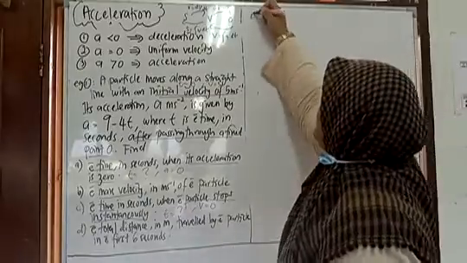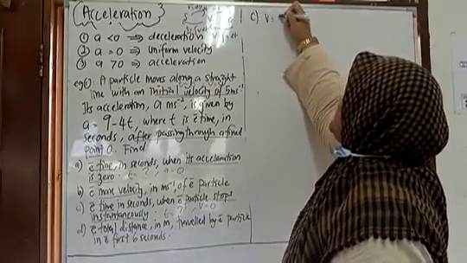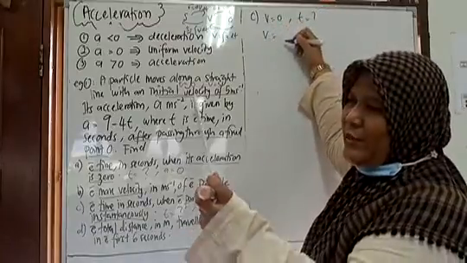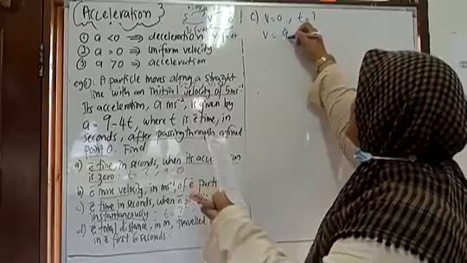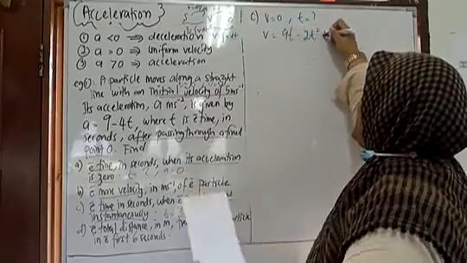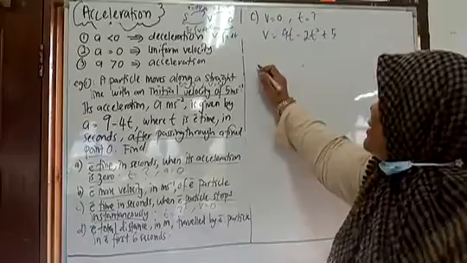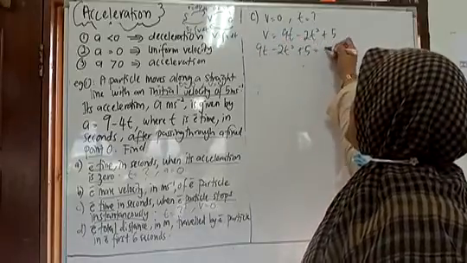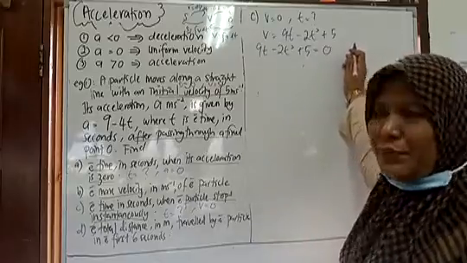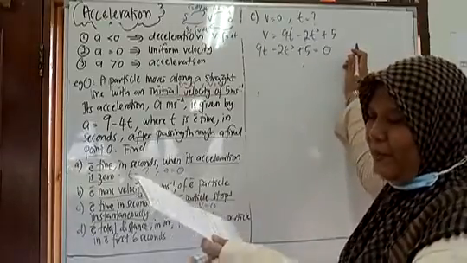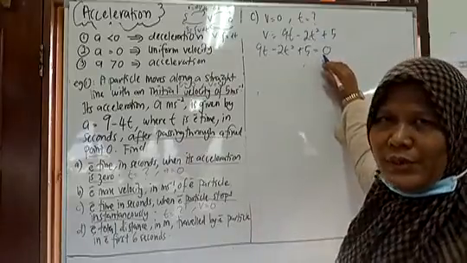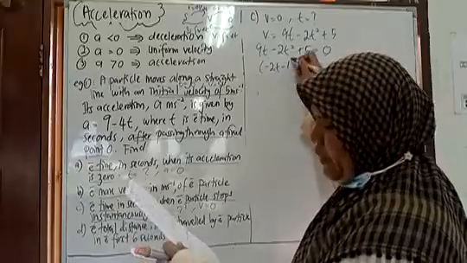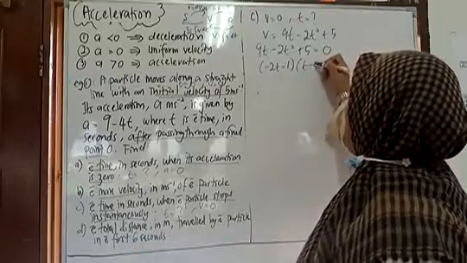Okay, so for c, v equals 0, so this will find the time. Our v before is 9t minus 2t squared plus 5. So v equals 0, so 9t minus 2t squared plus 5 equals 0. So, what do we need to do? Solve the quadratic. So, we will have negative 2t minus 1, t minus 5 equals 0.